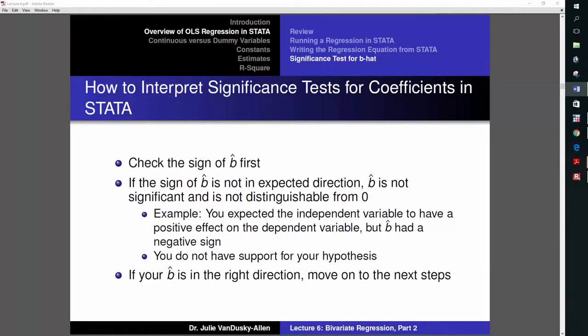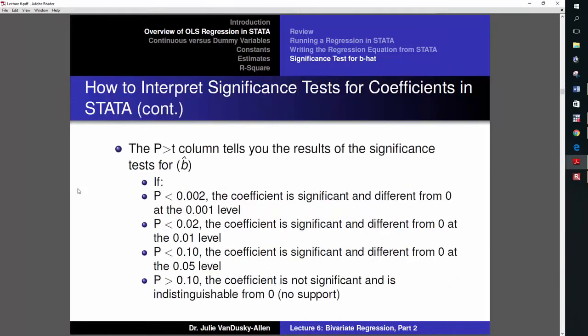So to determine if b hat is different from 0 in your STATA output, the first thing you need to do is look at the sign of b hat. If it is not in the expected direction, then b hat is not significant and it is indistinguishable from 0. So let's say you expected the independent variable to have a positive effect on the dependent variable, but b hat was negative. Then your b hat is automatically insignificant. You do not have support for your argument. If your b hat is in the right direction, then move to the next steps.